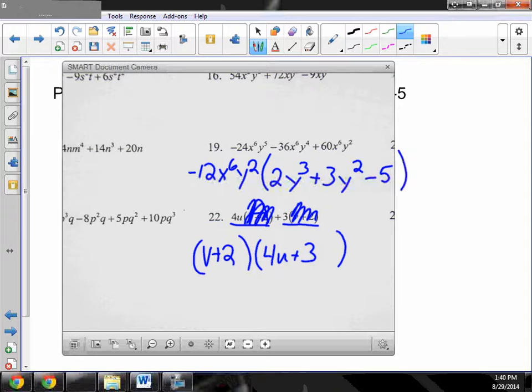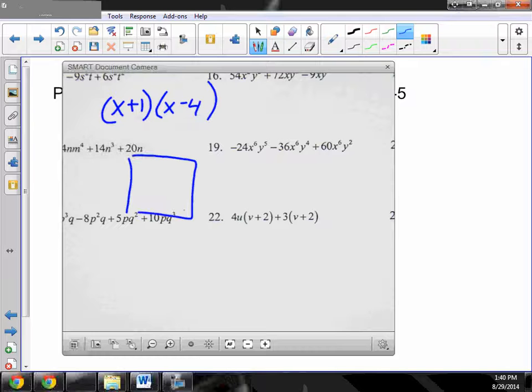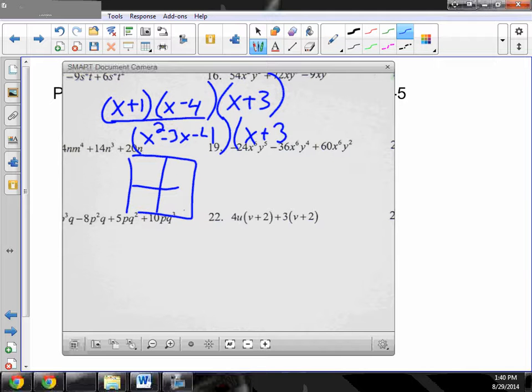Okay, put your pencils down for a second. We're going to turn the page and do the next side, but we have to go back to how the box works. If I had x plus 1 times x minus 4, how big would the box be? 2 by 2, right? What if I added an x plus 3 on here? What is that going to do to the box? Well, these put together are x squared minus 3x minus 4 times x plus 3. So how big would this box be?